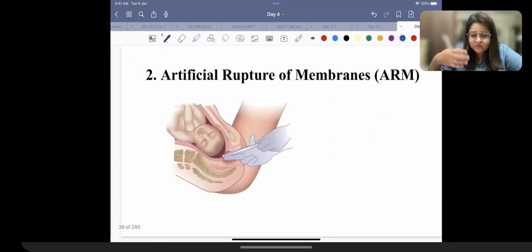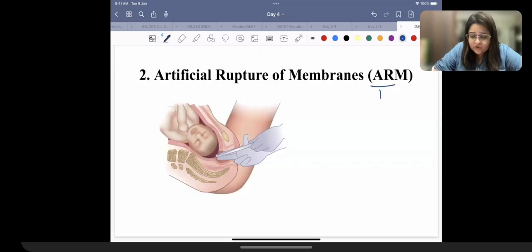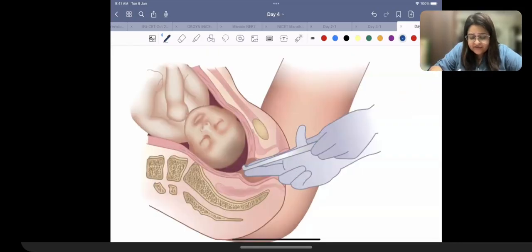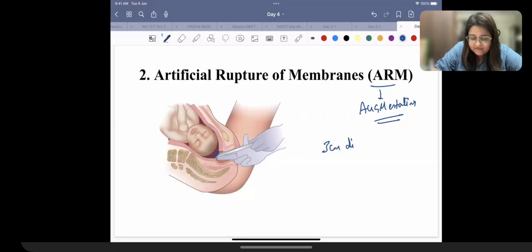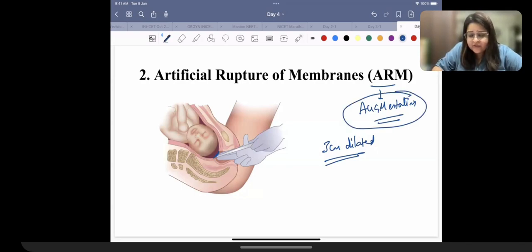Another surgical method, which is more commonly done, but this is again more common for augmentation of labor, is an artificial rupture of membranes. What is an artificial rupture of membranes? You can see that the cervix has to be at least 3 centimeters dilated, which is very unusual to see if the patient is not in labor. So ARM is a method used for induction only if the Bishop score is very good, and hence it's more commonly used for augmentation. So ARM and oxytocin are commonly methods for augmentation of labor.